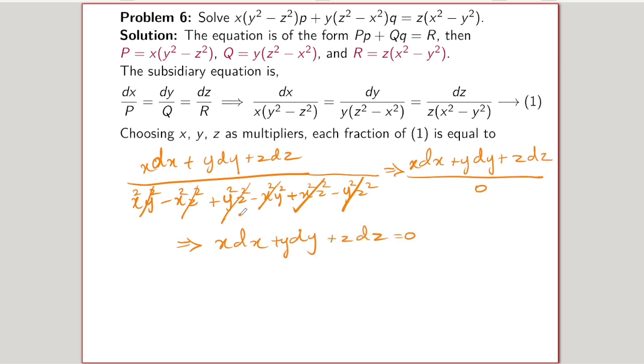Now the integration is similar to the previous problem. After integration, we will be getting x squared plus y squared plus z squared equal to a. This is our first solution u.